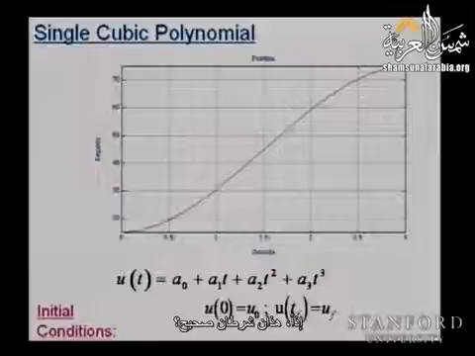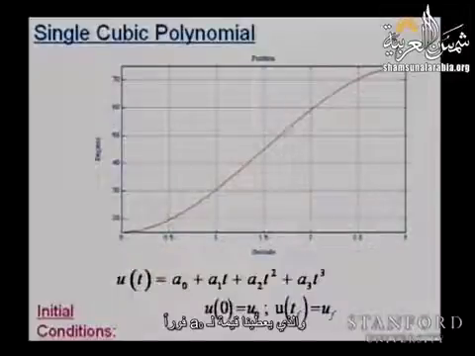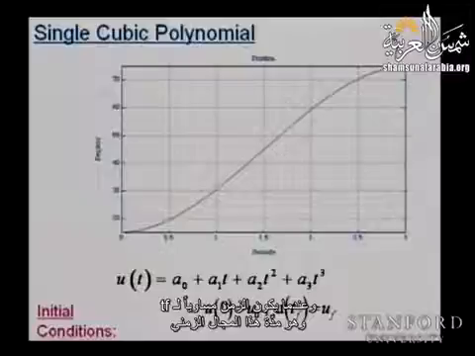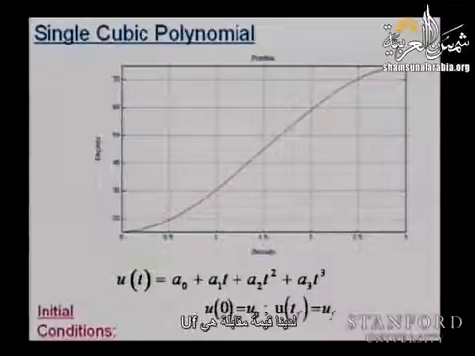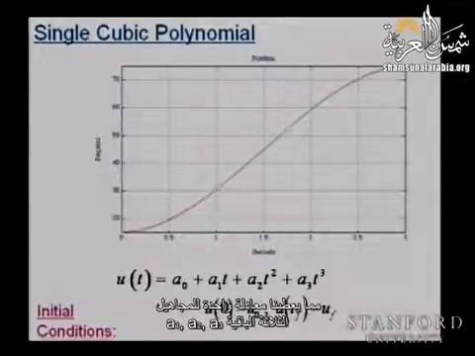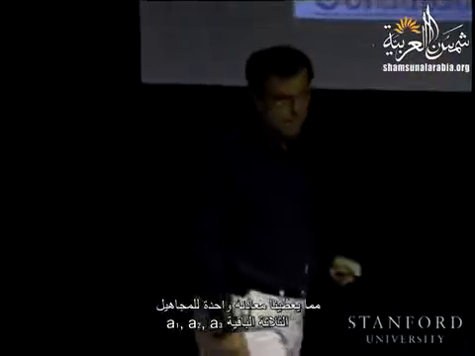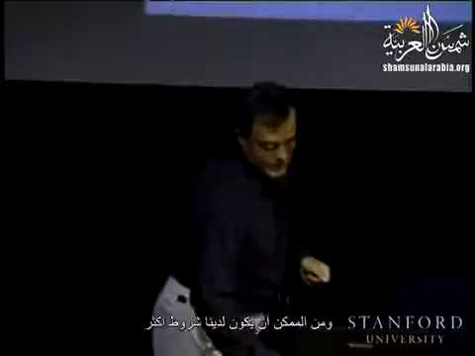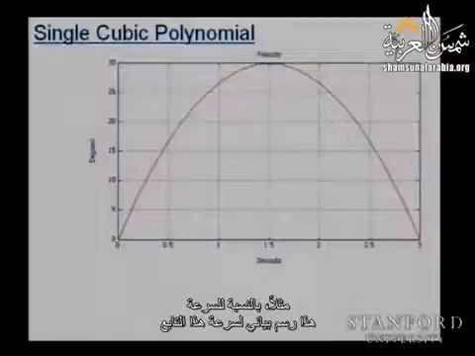So this is 2 conditions, right? At time 0, u of 0 is u0, which basically immediately gives us the value for a sub 0. And then at time t sub f, which is the duration of this particular interval, we have some value u sub f. And that will give us one equation for the remaining 3 unknowns, a1, a2, and a3. Okay? And then we can have more conditions, for example, for the velocity.